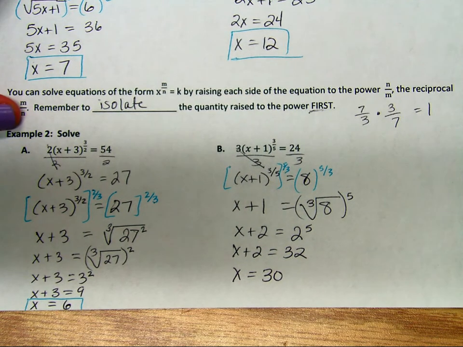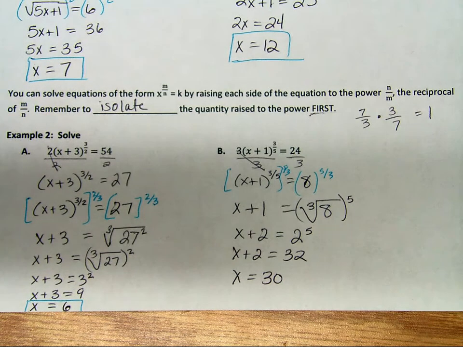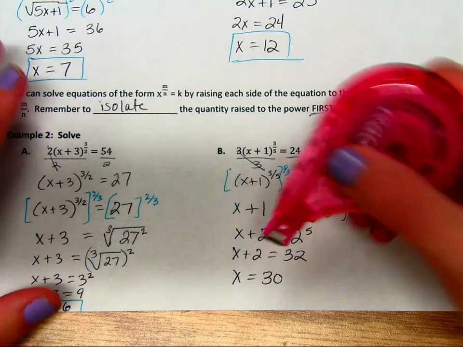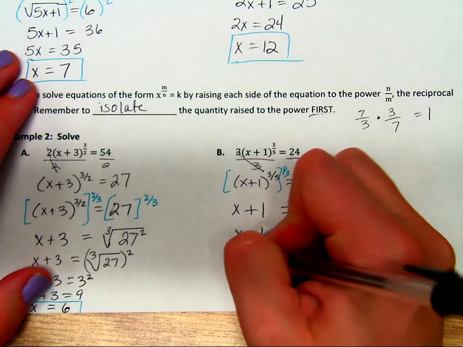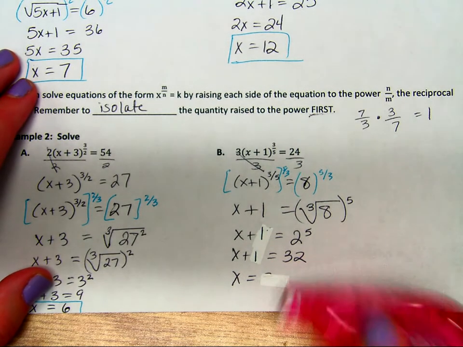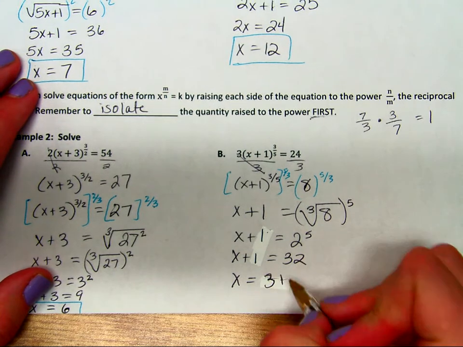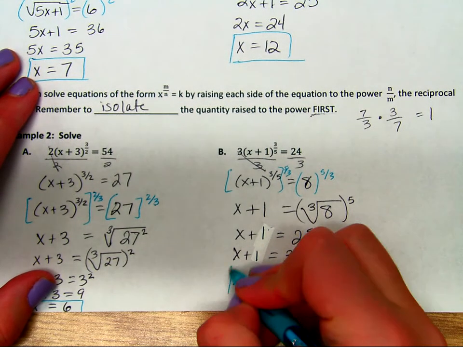Oops, somewhere along the line I accidentally switched this to a 2. I don't know how that happened. These should have been 1s. Let's change that. So then I now have x equals 31 once I subtract the 1. Sorry about that. Okay, done.